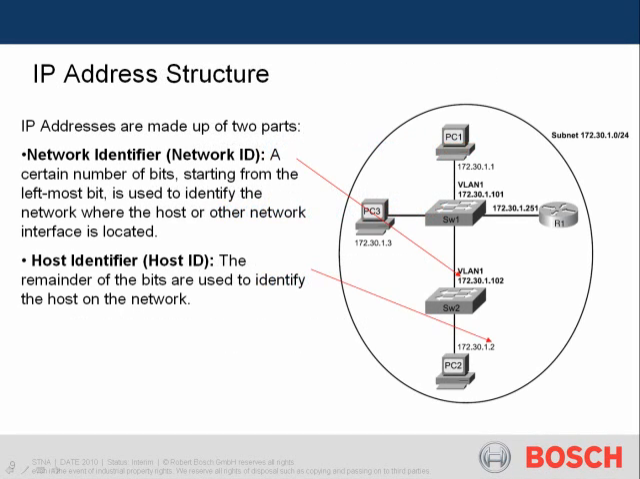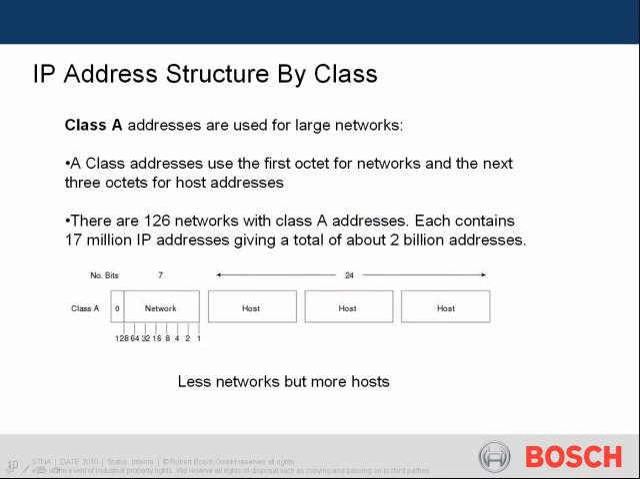IP address structure. An IP address is made up of two parts. The first part is a network identifier. Starting from the left and working our way right, there's a certain number of bits that identify the network where the host or other network interfaces are located. The second portion is known as the host ID, or the host identifier. The remainder of the bits can be used to identify different hosts on a network. Address structure becomes relevant when we start talking about classful IP addresses.